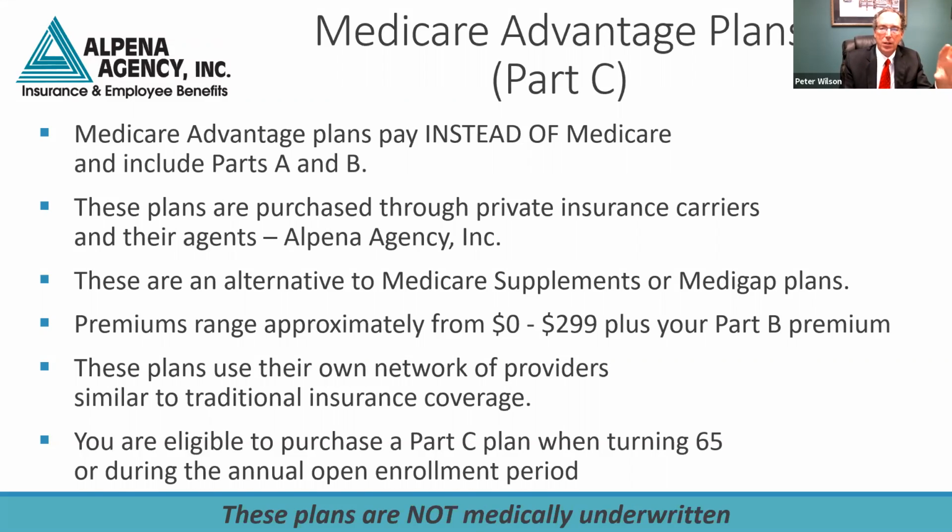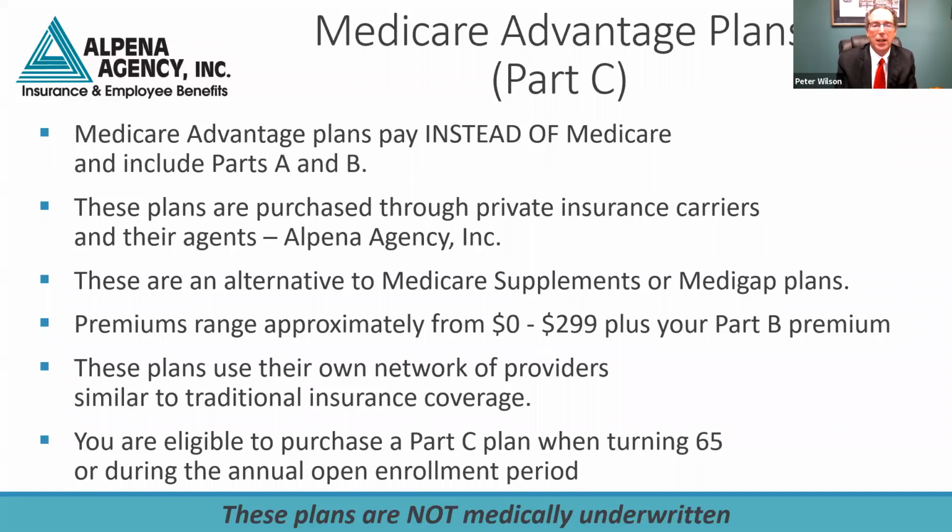When you purchase a Part C plan, you're purchasing it from an insurance company, a private insurer, and they're going to wrap in A and B, and A, B and C are all one part. And in most cases, they'll include Part D. So when you buy an Advantage plan, a Part C plan, it's going to be A, B, and D all together from one insurance carrier. You purchase this plan from an insurance carrier or their agents like Alpena Agency. So Alpena Agency sells Advantage plans.